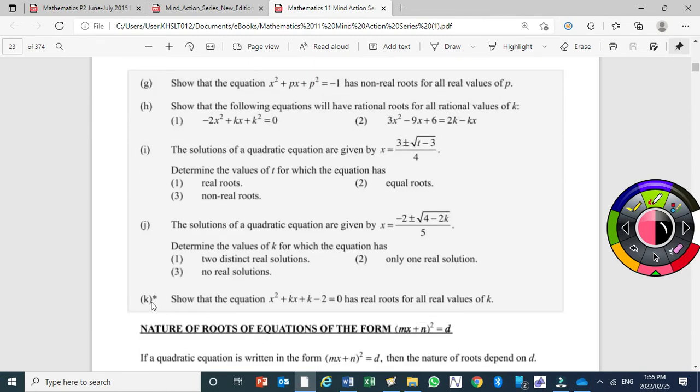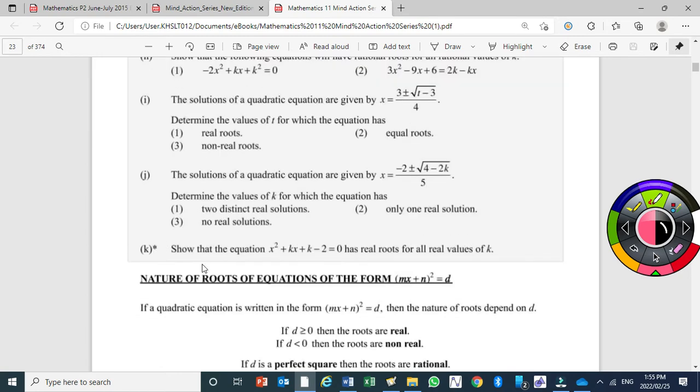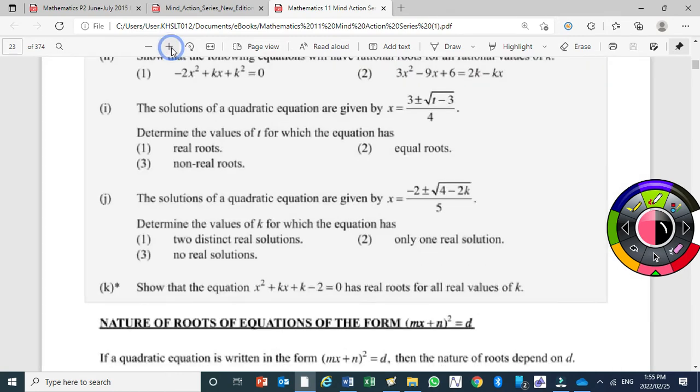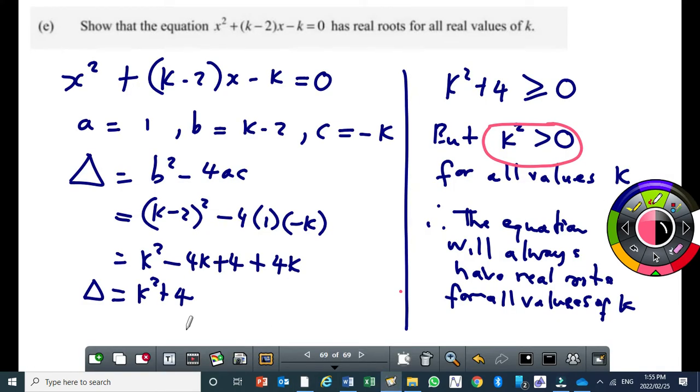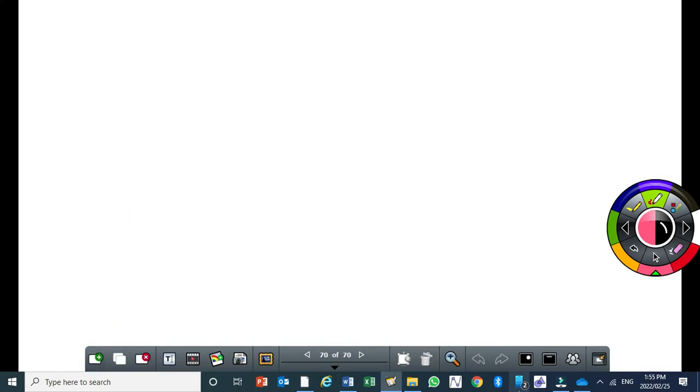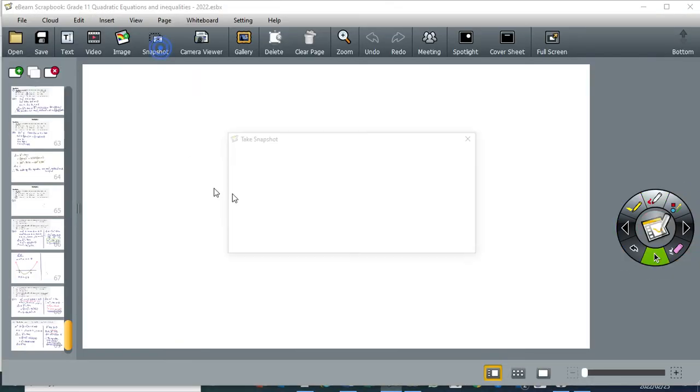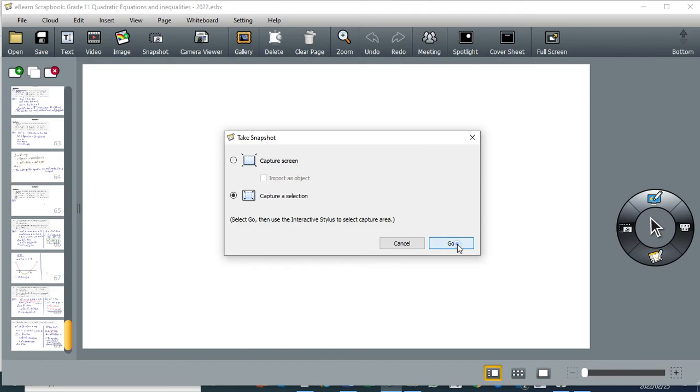All right, can you do question K? You must show me your answer for question K. Start doing question K then. Let me bring the question to my e-beam.